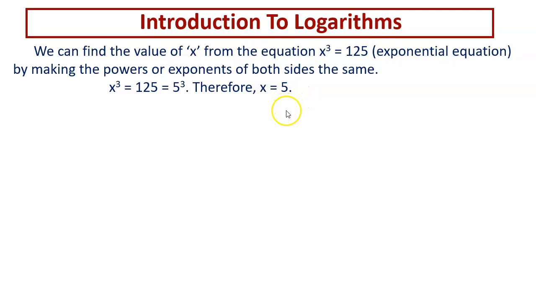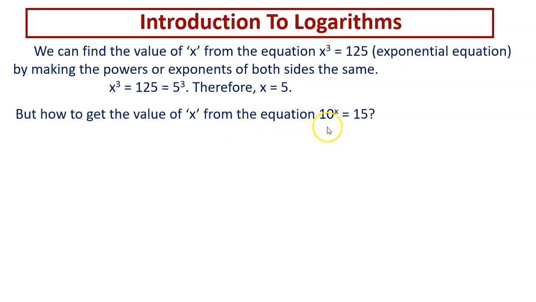Okay. But if we have this type of an equation, 10 to the power of x equal to 15, how do we find the value of x from this equation? Because if it was 10 to the power of x equal to, say, suppose 100, then we could have written 100 as 10 to the power of 2. And then since the bases would have been the same, that is 10, we could have equated the powers and the value of x would have been equal to 2. But we cannot express this number 15 as some power of 10. Then how do we find the value of x?